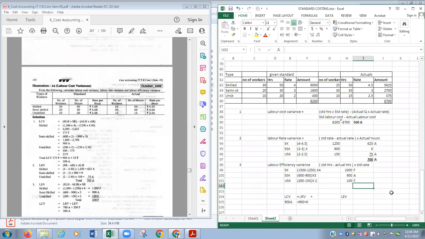Clear? So what is the net of these three? 1000 favorable plus 100 more. So 1100 minus 900 adverse. So 200 favorable, isn't it? So net 200 favorable. This bold. Now we'll verify this with the use of our formula.